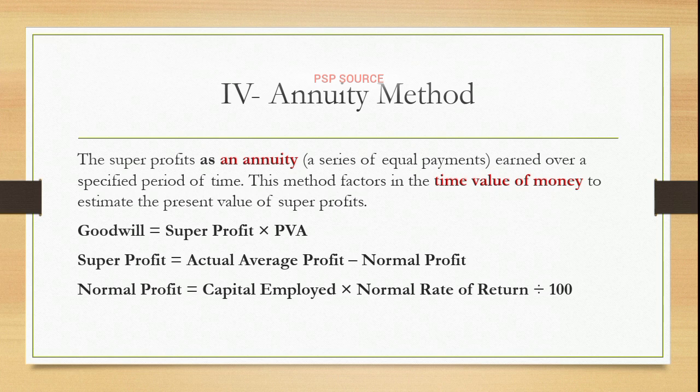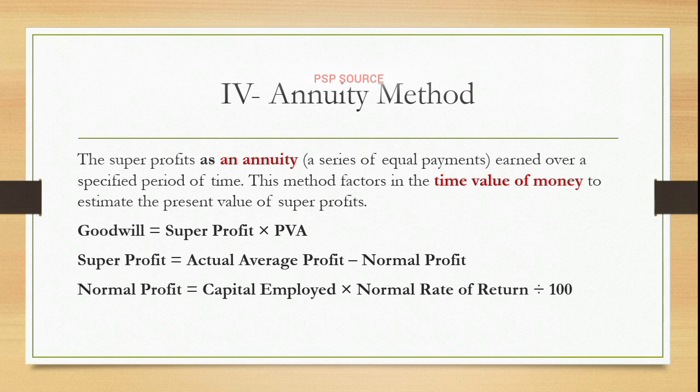Say for example, I'm running a company having a patent, right? And that patent gives me a competitive advantage. But later that patent will expire, then our super profit automatically decreases. So the annuity method determines the present value of expected super profit over a limited period. I hope you understood.